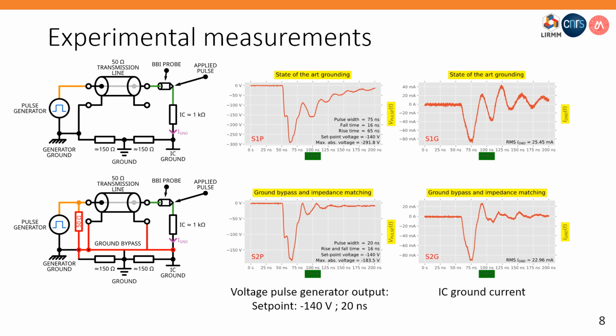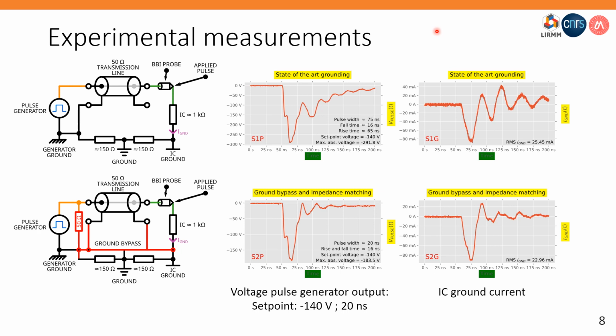As before, two scenarios are presented. On the top, the state-of-the-art scenario, and on the bottom, the enhanced platform. For each case, we are going to look at two signals: the voltage pulse observed at the generator output and the current measured at the IC ground pin on the right. In each scenario, the set point is negative 140 volts with 20 nanoseconds pulse width.